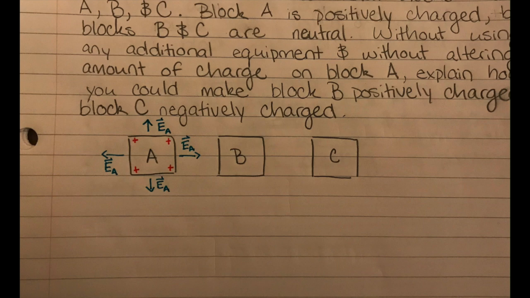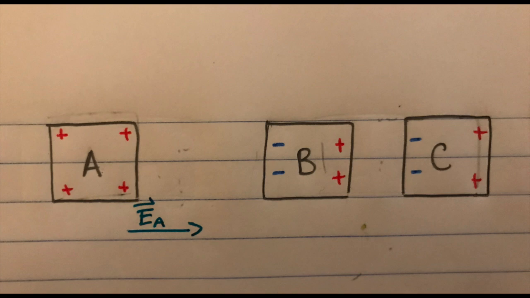So, what is the effect of the electric field on blocks B and C? It polarizes them. That means that, due to the electric field acting on the blocks B and C from the positively charged block A, electrons in blocks B and C are attracted to the left, and an equivalent amount of the positive nuclei are repulsed to the right.